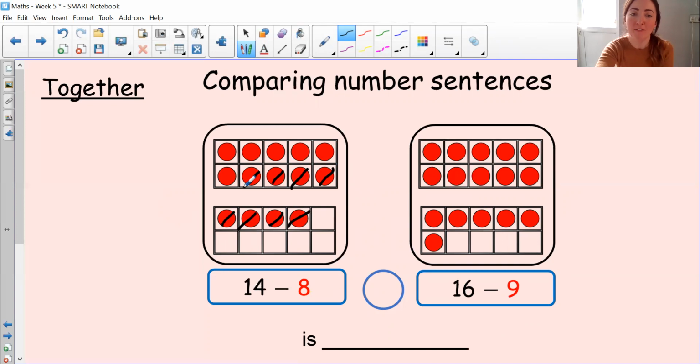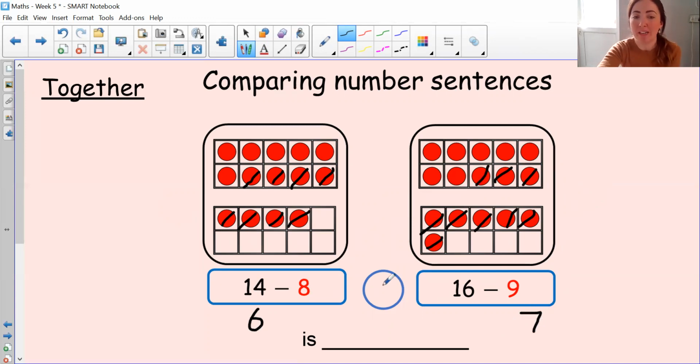And how many have I got left? I've got 6 left. 14 subtract 8 is 6. And then 16 subtract 9. So I've got 16 counters. I need to subtract 9. So I'm going to cross out 9. 1, 2, 3, 4, 5, 6, 7, 8, 9. And how many have I got left? 7.